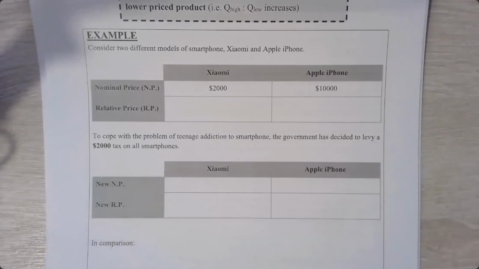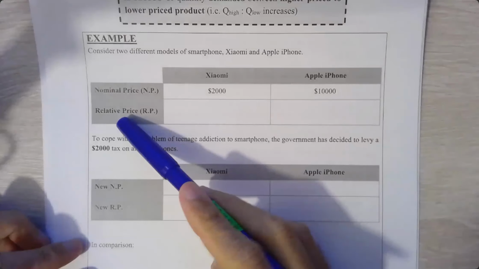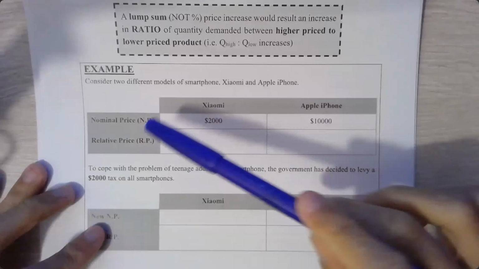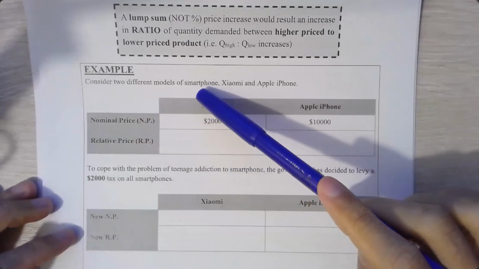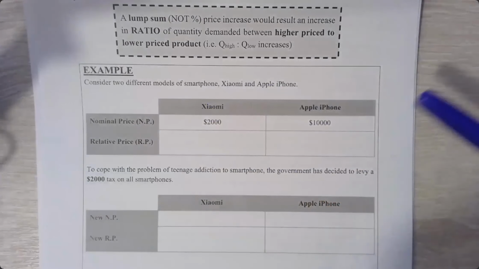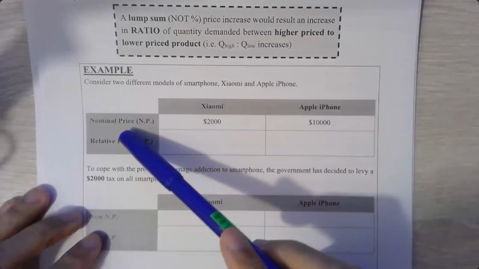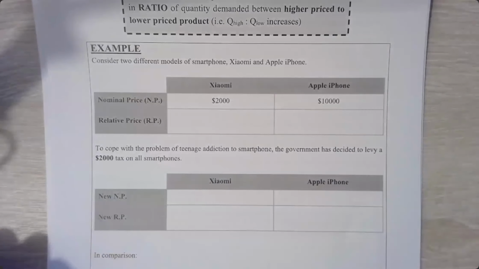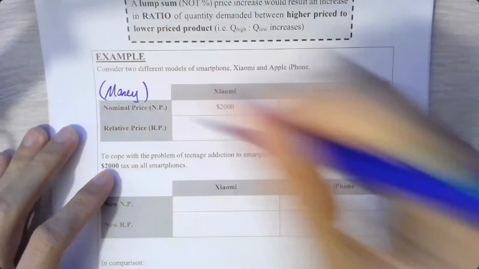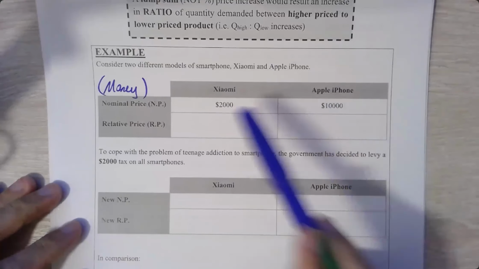Enter two terms. One is called nominal price, another one is relative price. Now let's consider there are two different models of smartphone, Xiaomi and Apple. Obviously Apple is the more expensive one nominally. What is nominal? Nominal in Chinese is 名義, so basically this is money price. We are talking about in terms of money. Let's assume it is 10,000 and 2,000.